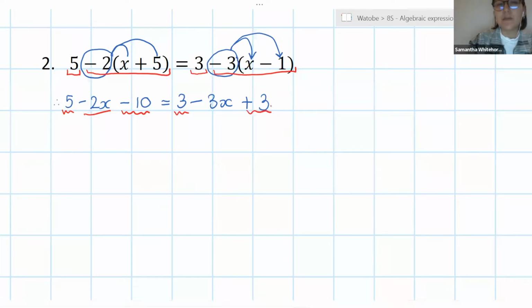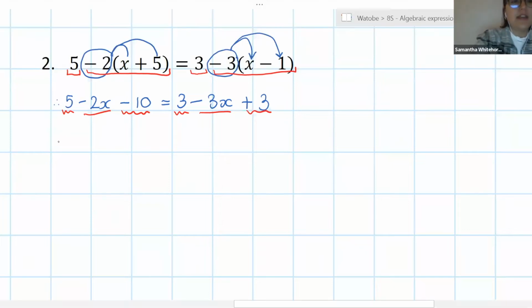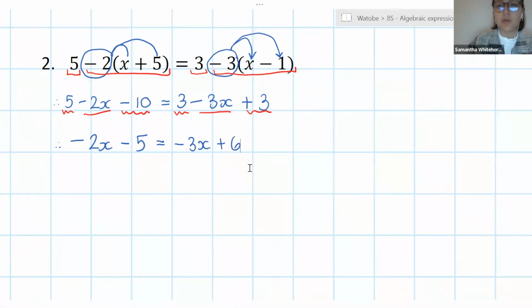So in order to make my life a little bit easier, I'm just going to add those like terms. It just means that I've got fewer terms that I have to work with. So on the left, I've got the minus 2x, and then 5 minus 10 is a negative 5. And then on the right, I've got the minus 3x, and then 3 plus 3 is 6. So it's just a little bit more manageable for me to work with.